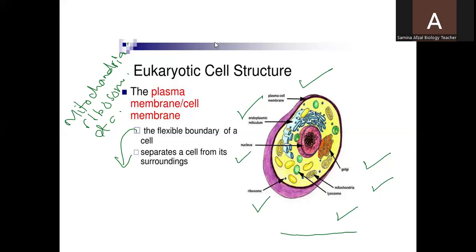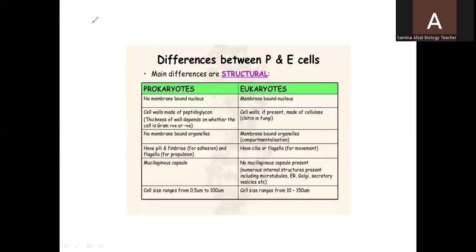So if we compare the eukaryotic cell with the prokaryotes, there is no membrane bound nucleus in prokaryotes, whereas a membrane bound nucleus is present in eukaryotes. The cell wall is made of peptidoglycan, as for example in gram positive and gram negative bacteria, whereas the cell wall is made up of cellulose or chitin in fungi. So different types of cell walls are there because of the presence of different materials in the formation of the cell wall.